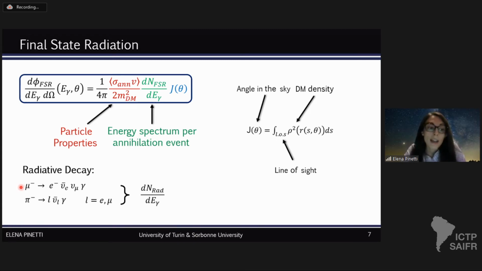For the muon and the pion channel, we have also the radiative contribution. The expression for the differential flux is the same as for the final state radiation. We just need to replace the energy spectrum with the proper one.